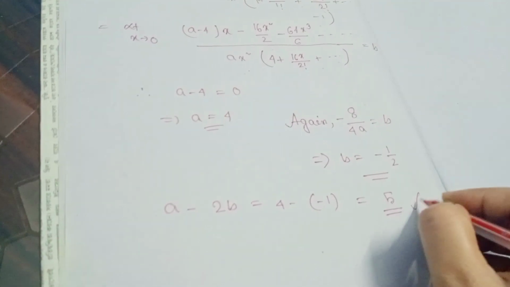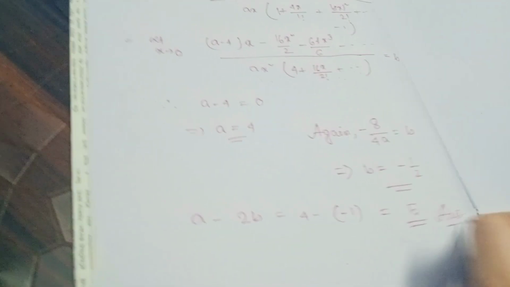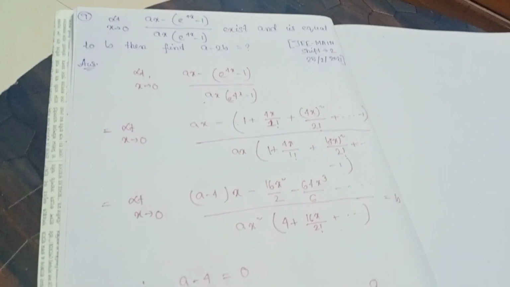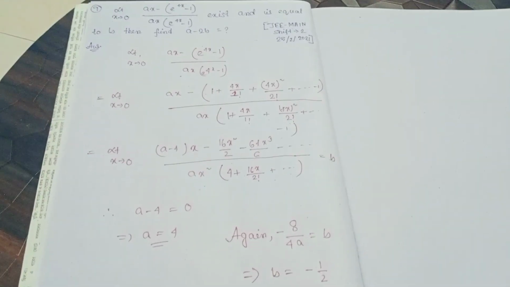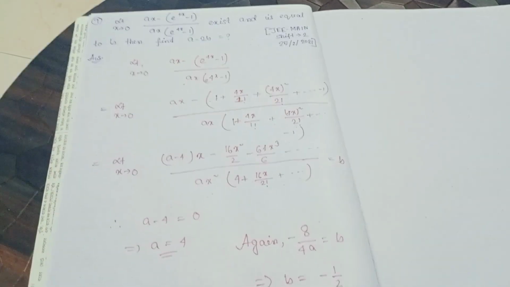So this is our required solution, as the question asks the value of a minus 2b. So here is the required solution. So this is the solution of question 9. So these are the 3 solutions.